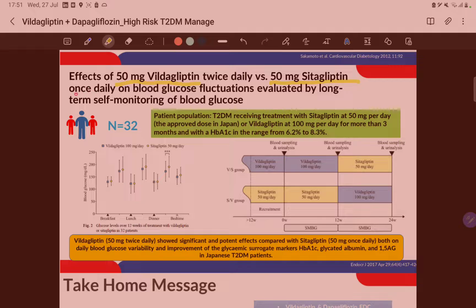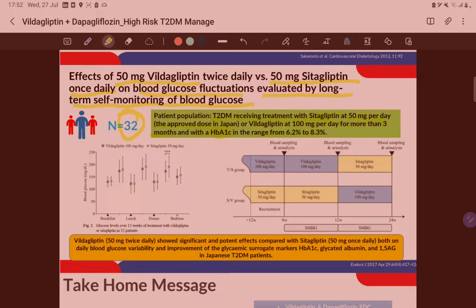Now there is another study which is very important, the effects of 50 mg vildagliptin twice daily and 50 mg sitagliptin once daily on blood glucose fluctuations evaluated by long-term self-monitoring of blood glucose. Now the patient population was only 32, type 2 diabetes patients taking sitagliptin at 50 milligram per day, which is approved in Japan, and vildagliptin 100 milligram per day for more than 3 months with an HbA1c in the range of 6.2 to 8.3%.